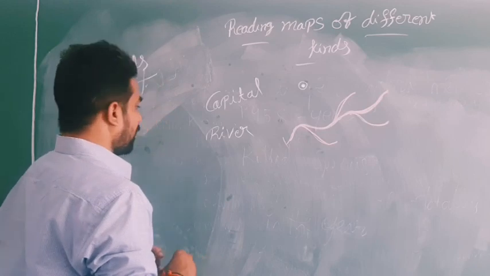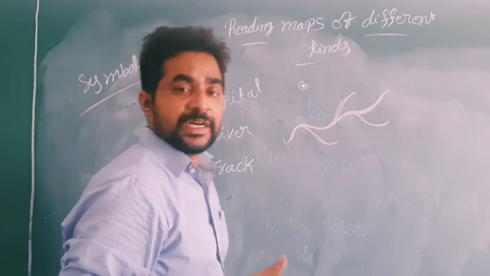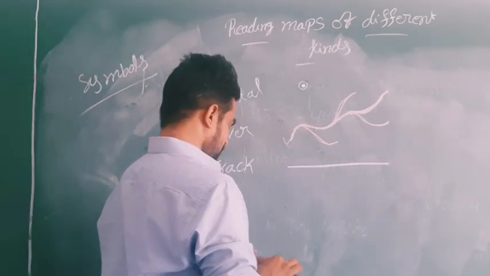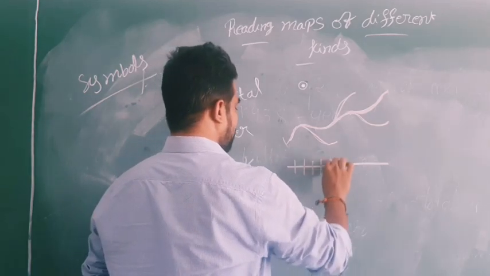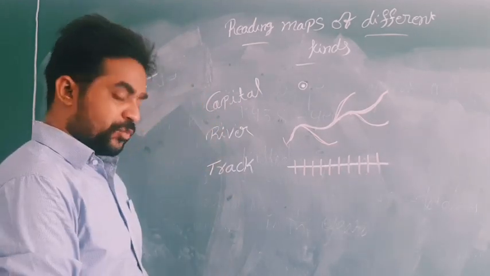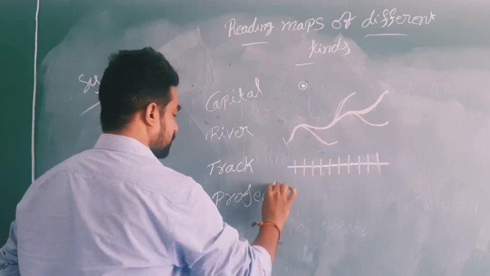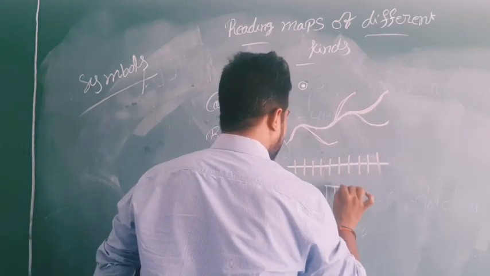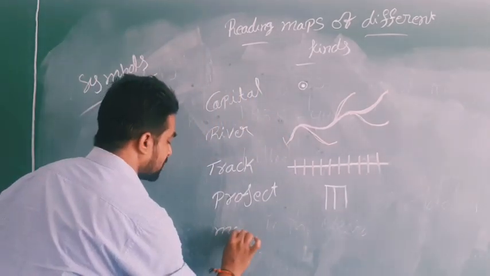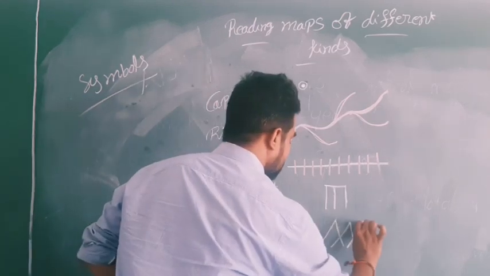Taking one more example, a track. Track means the railway track. The railway track also can be shown like this, one line with a different type of symbol. And one more thing is a project, shown by three lines like a wicket symbol, and a mountain can be shown like this.